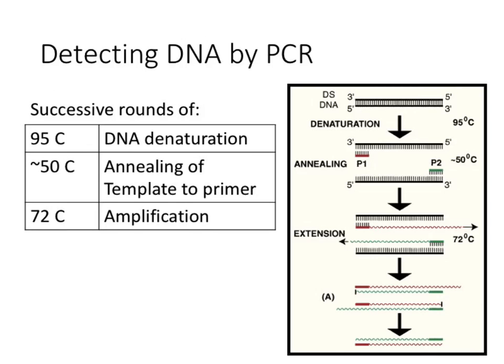Here's a typical cycle. 95 degrees Celsius for 10, 15, 20 seconds. That denatures the DNA, as Jonah pointed out. Drop the temp down to about 50. That allows for the primers to anneal. And then 72 degrees for however long you need to amplify the DNA.